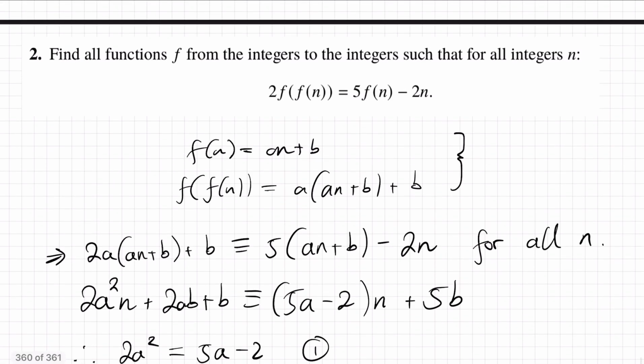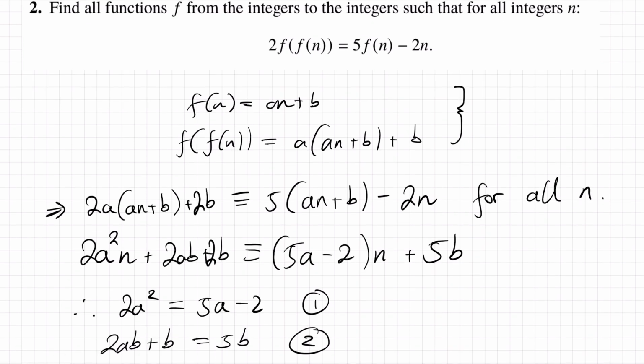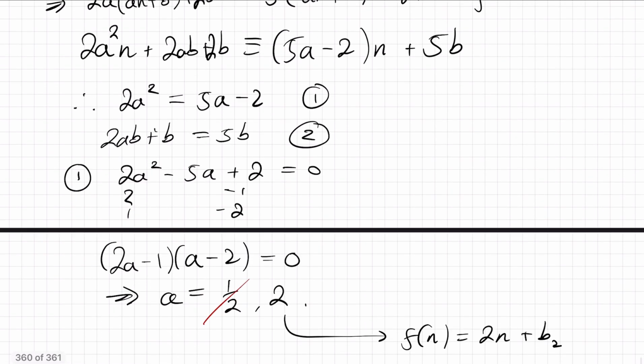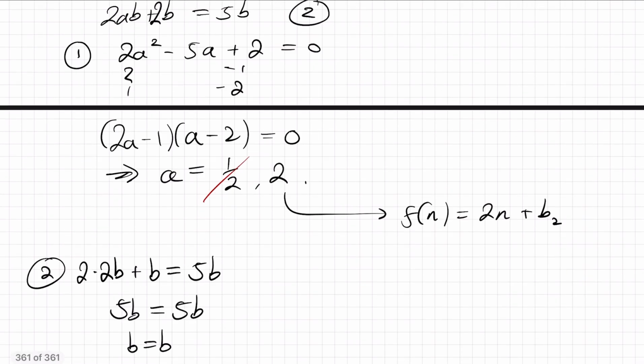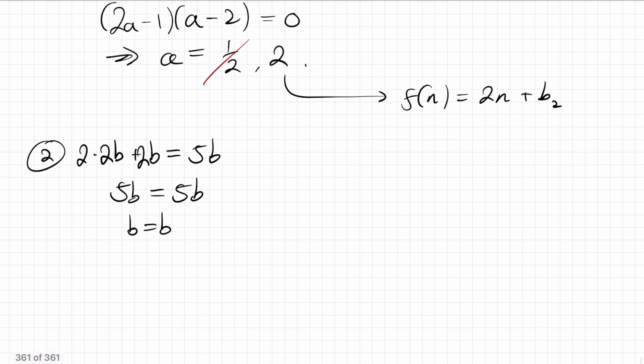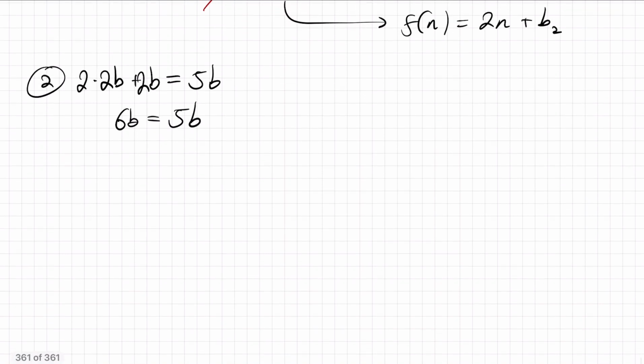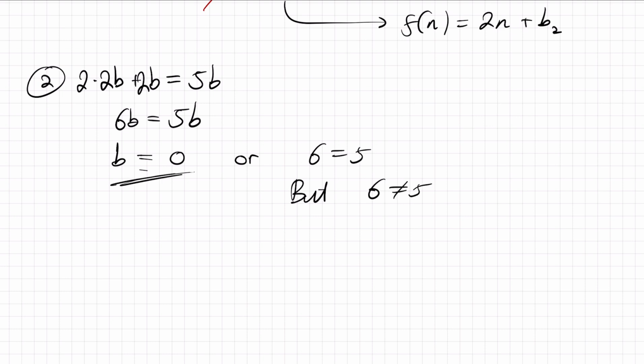Everything seems to be all fine, all good. Oh yeah, this should be a 2 there. Okay, so now let's try this again. 2a plus 2b is equal to 5b. Bringing this down, so we have a 2 over here as well. Okay, so now this tells us 6b is equal to 5b. Alright, there we go. That's better. So now either b is equal to 0 or 6 is equal to 5, but 6 is not equal to 5, therefore b is 0.